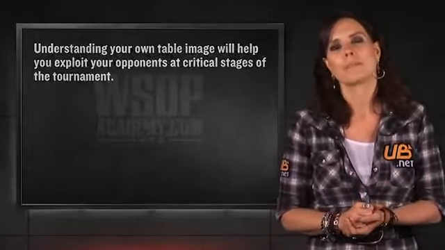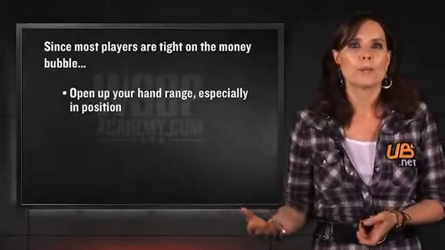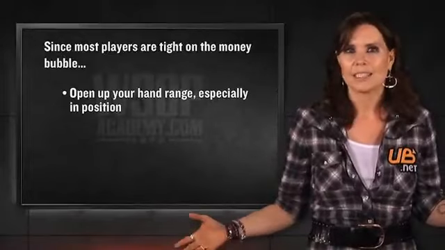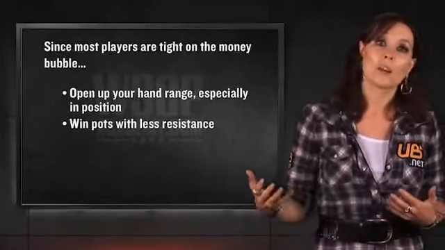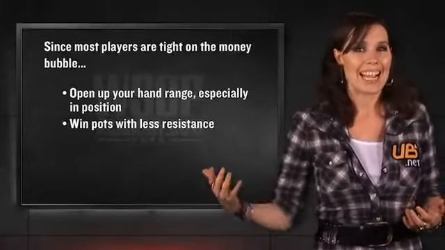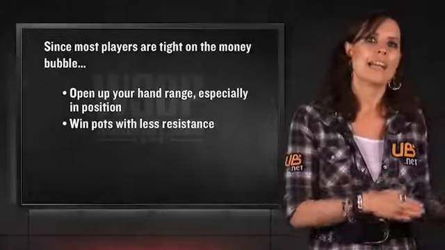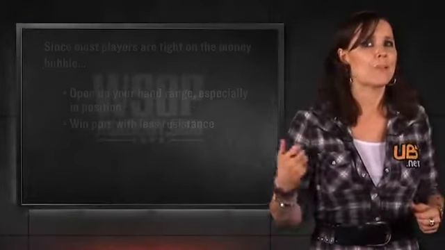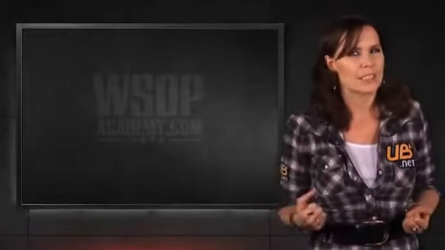of the tournament. For example, because we know that many players tighten up around the money bubble, this is a good time to open up and play a wider variety of hands, especially from position. Because most players who have made a deep run don't want to risk not cashing, that would be devastating to them. They're going to lay down a lot of hands that they may have been willing to play earlier in the tournament, giving you a chance to pick up valuable pots without very much resistance.